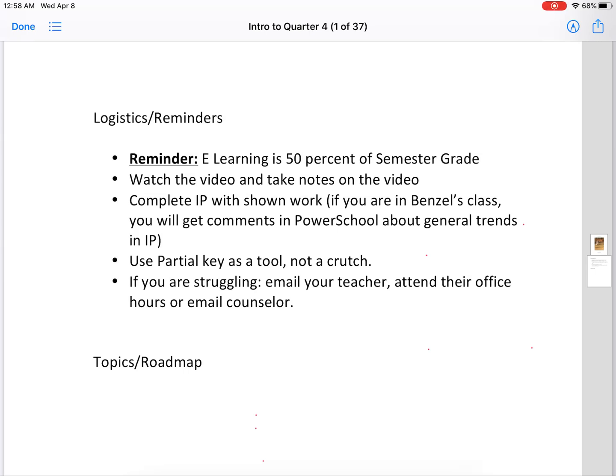It's also important to make sure that you are watching the videos and taking notes on the videos. We like it when you are taking notes in your own words on the videos. We're going to make the videos an appropriate length so that they're not too long and you can quickly get to those practice problems, but still see enough examples.